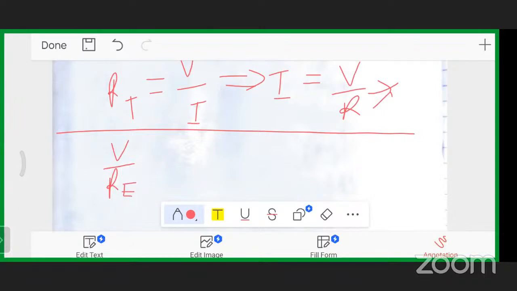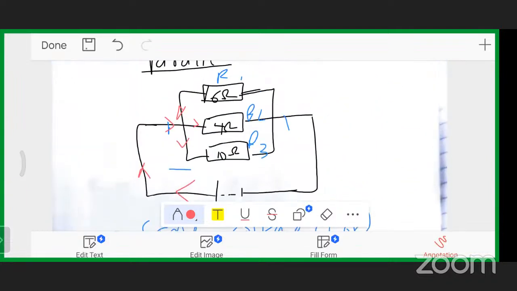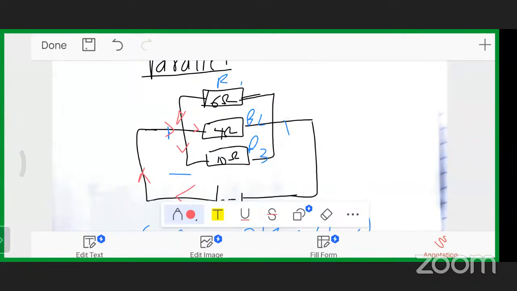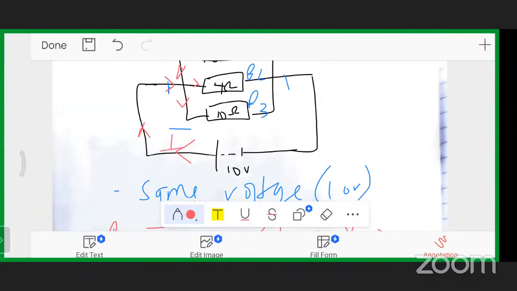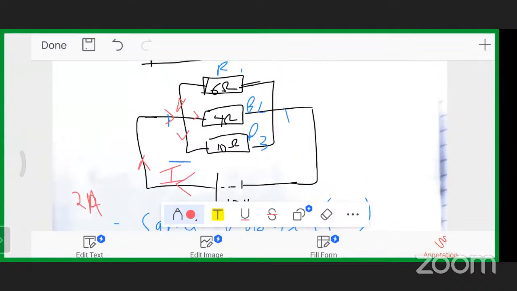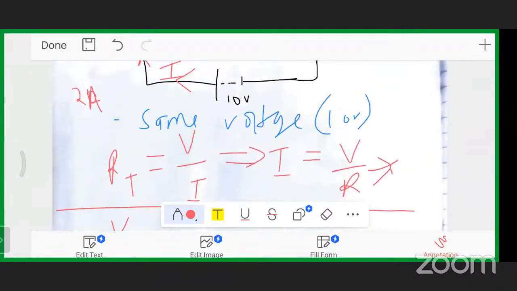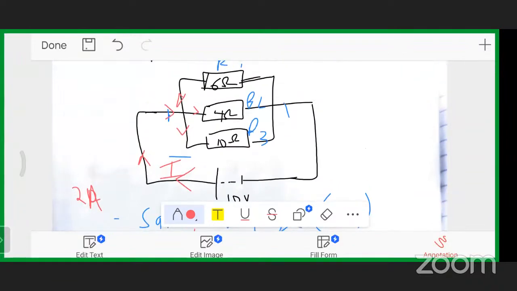But we said something. When you have components in parallel, the current differs, but if you add all the currents passing through the 6 ohm, 4 ohm, and 10 ohm, they should add up to the total current in this circuit, this current here. So if the current is maybe 2 amps, then in the 6 ohm, 4 ohm, and 10 ohm, you add all that and it should give you 2 amps. So in this case, we can now try to find expressions for each particular current.